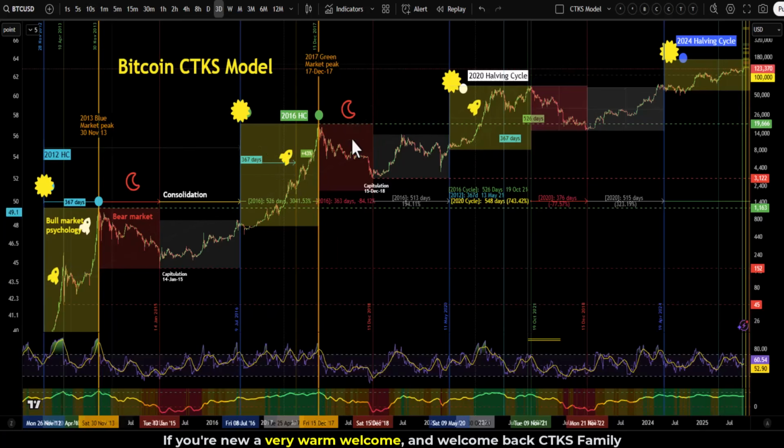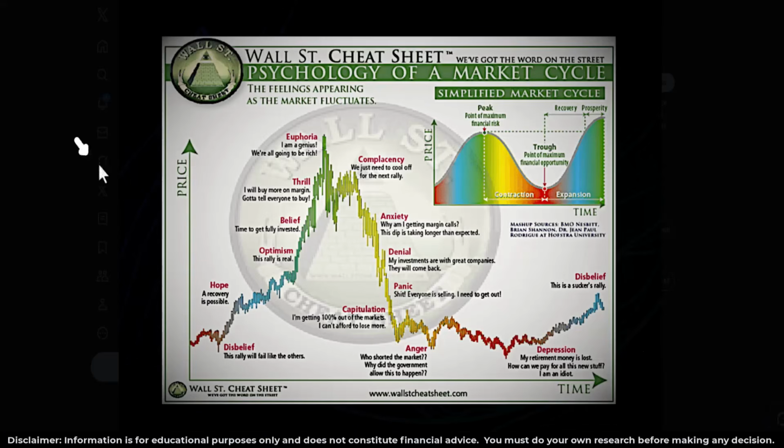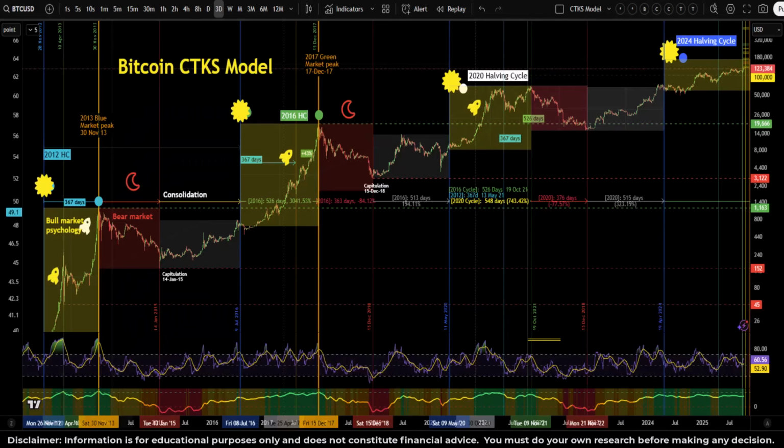And if you've seen the Wall Street cheat sheet, which is actually this thing, then you'll understand emotions and price actually move together. When everybody is panicking to the downside, they're going to be selling. When everybody is euphoric, they're going to be buying. That's not how we do things here. Using the CTKS method, we're just very focused in on structure.